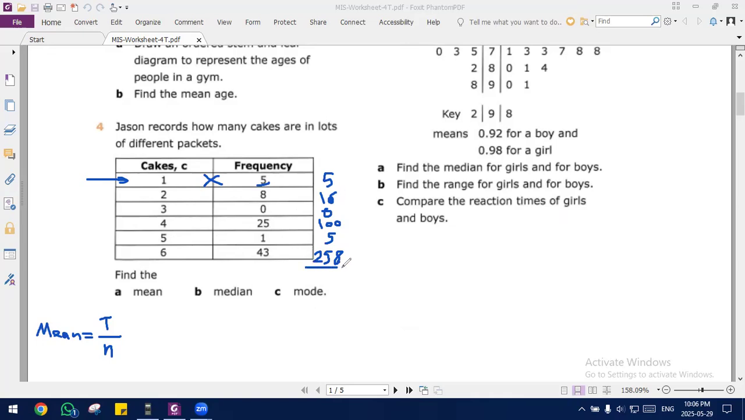Now we should add all these values to make the total. Okay? Let me do it a bit faster for you.